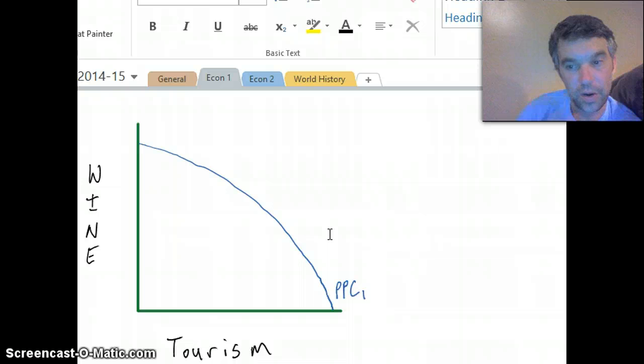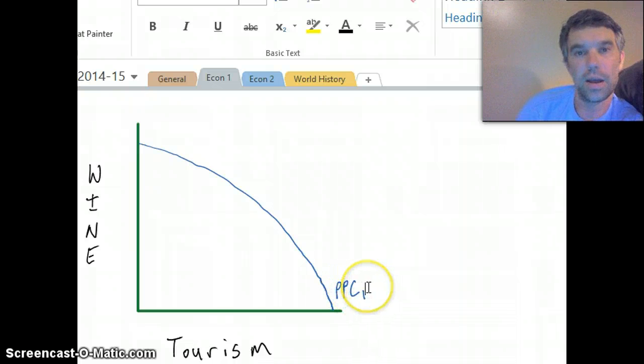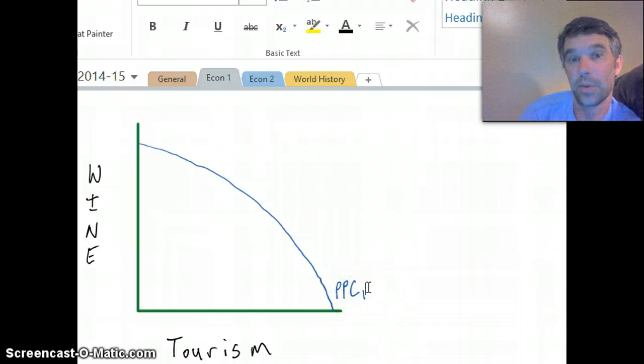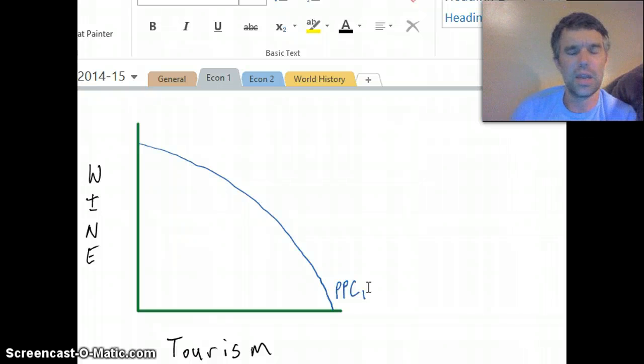A couple elements of my graph I want to make sure that you see. Again, I've got a label here. I'm calling it PPC1. If I were going to actually talk about this, I would say that Napa could produce anywhere along PPC1 prior to the earthquake. Now again, the second I say before the earthquake, I'm letting you know we're going to talk about what's going to happen after the earthquake.